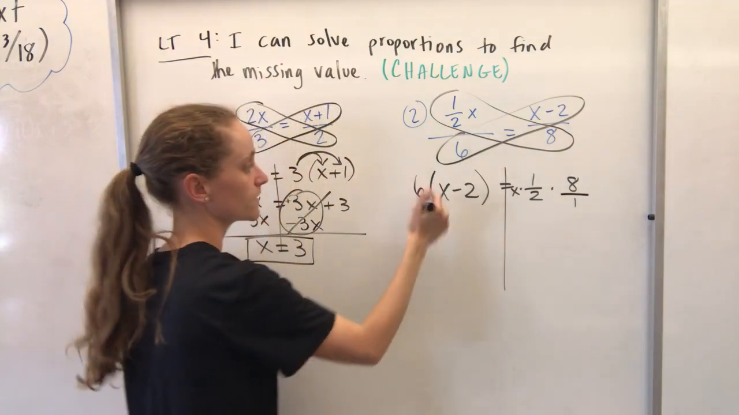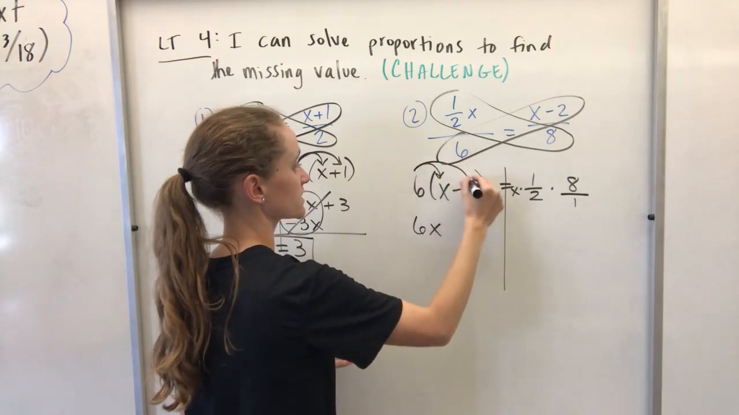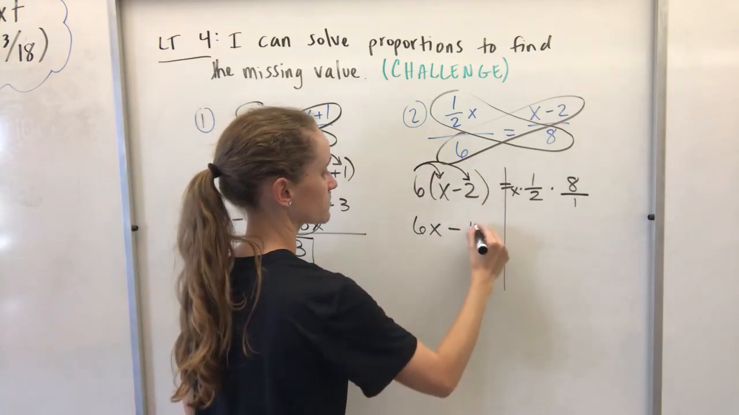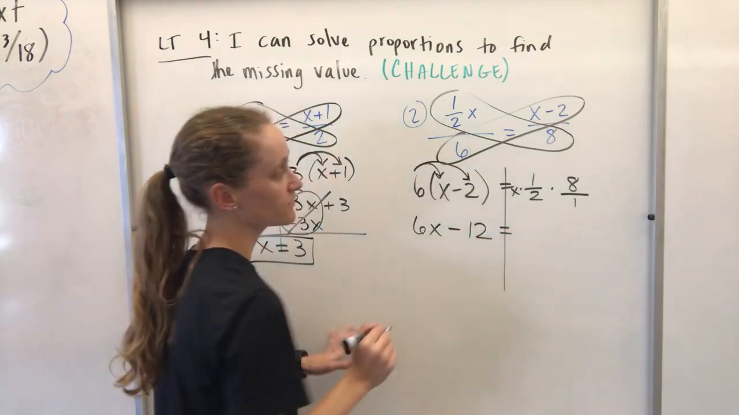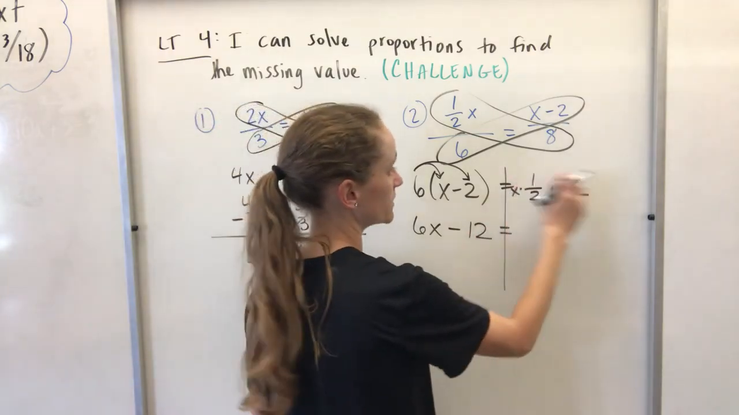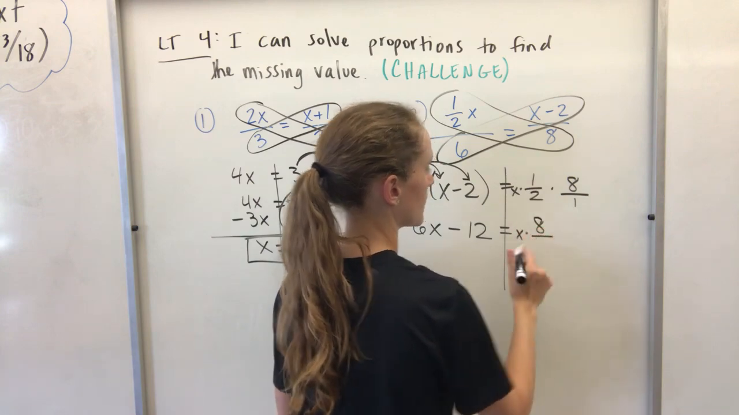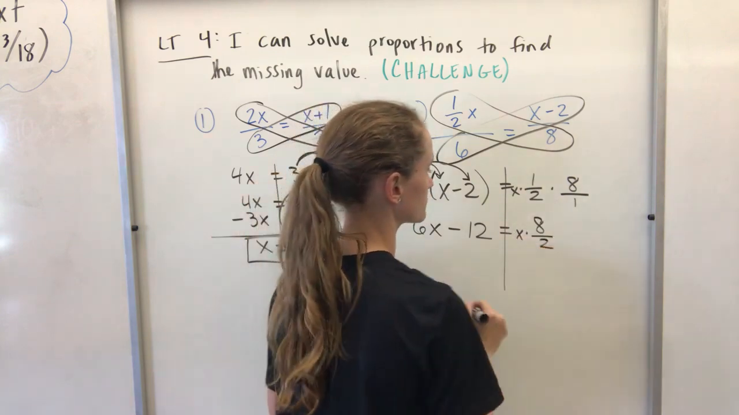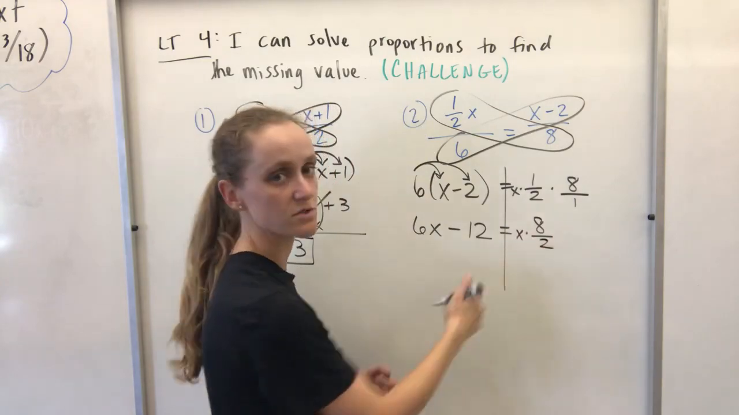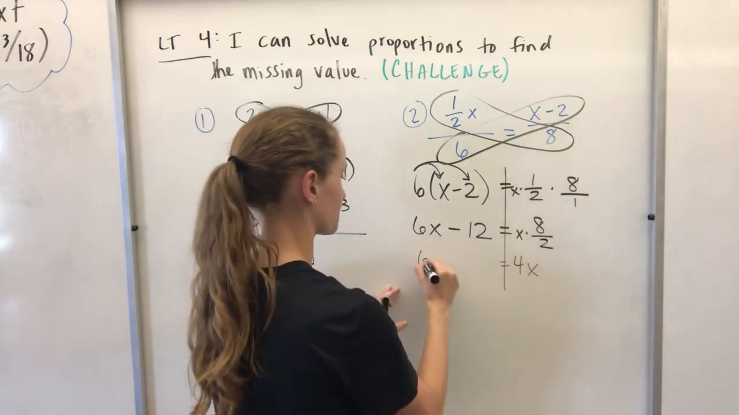Let's start on this side. So 6 times x would be 6x. 6 times -2 would be -12. And then over here, remember when you multiply fractions, you just go straight across. So 1 times 8 is 8. And then 2 times 1 is 2, and then 8 divided by 2 is 4. So basically this just ends up being 4x.